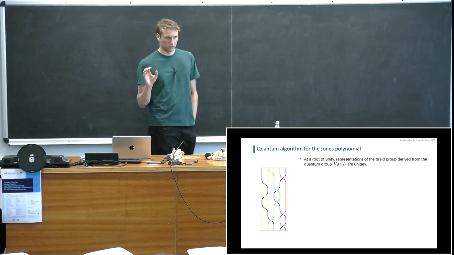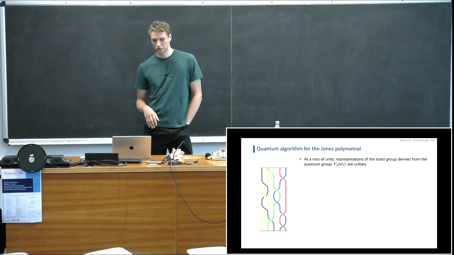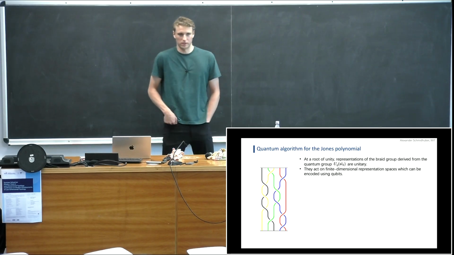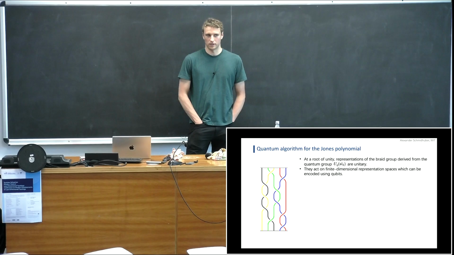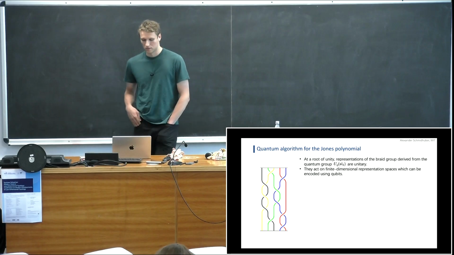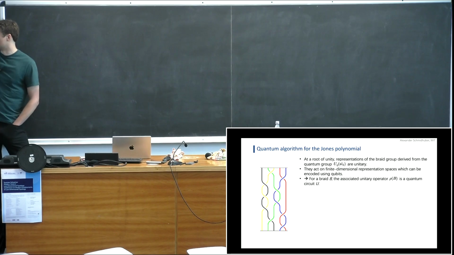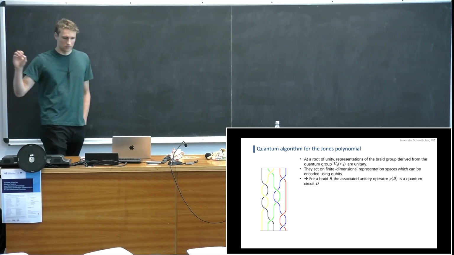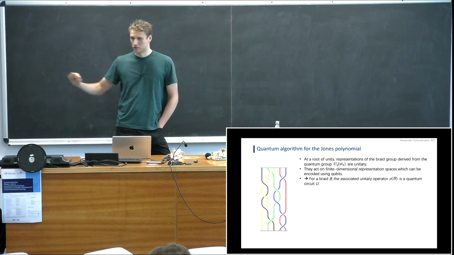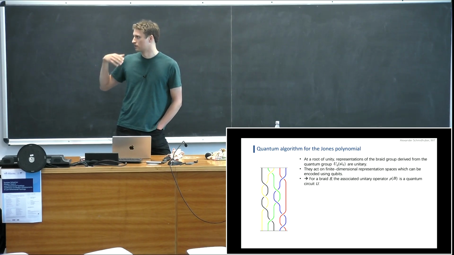So this quantum algorithm doesn't work for arbitrary Q or T, but at a root of unity, the representations of the braid group derived from quantum SL2 are unitary itself. And moreover, they act on some representation space which is finite dimensional. So I could think of it as the state space, the Hilbert space, of finitely many qubits. So that means the associated unitary operator arising from this representation is some unitary, and it decomposes in the sense that it is a product of unitaries for each crossing in a braid. So I can just think of this picture as being a quantum circuit that acts on some qubits, and each crossing is one unitary gate.